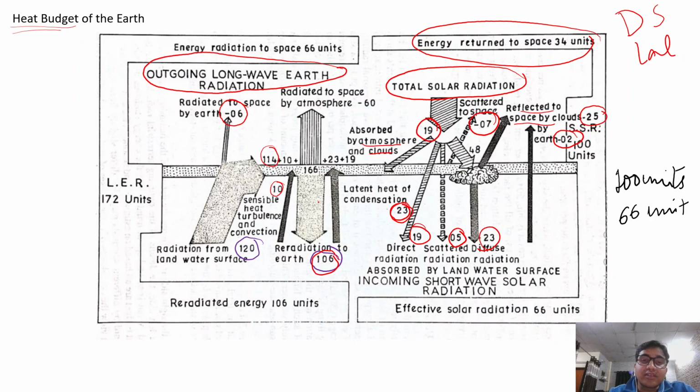Out of this 166, how much was coming back? 106. So we have 66 units of heat available for heating up the earth and driving its processes, and 66 goes back to the space as long wave radiation. So this balances the budget.